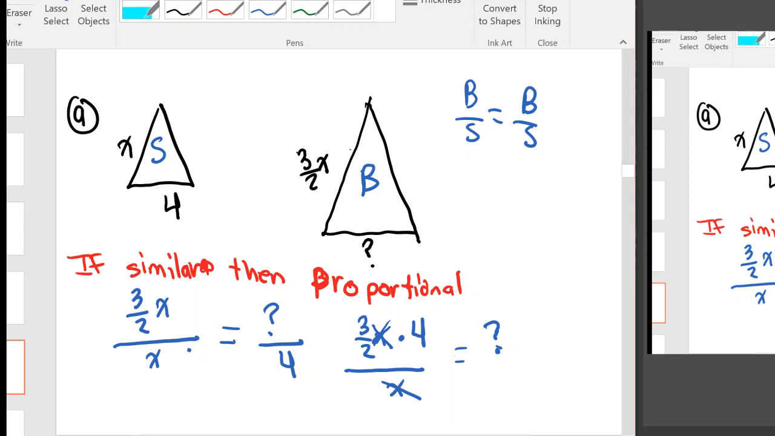And then you just have 3 halves times 4 over 1. This cancels. I'm not cross multiplying, I'm cross simplifying, and I'm getting 6. Question mark is equal to 6 as my final answer with that problem. Okay.